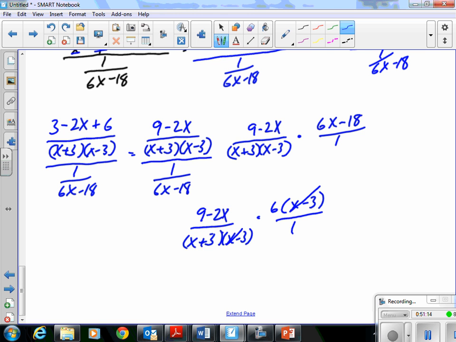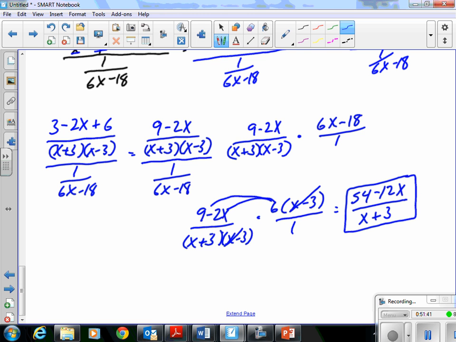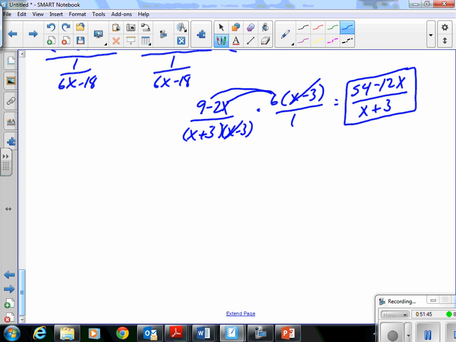That allows us to cancel out the x minus 3's. So now we got 9 minus 2x times 6. 6 times each part of there. So that's 54 minus 12x over x plus 3. So that's that one.